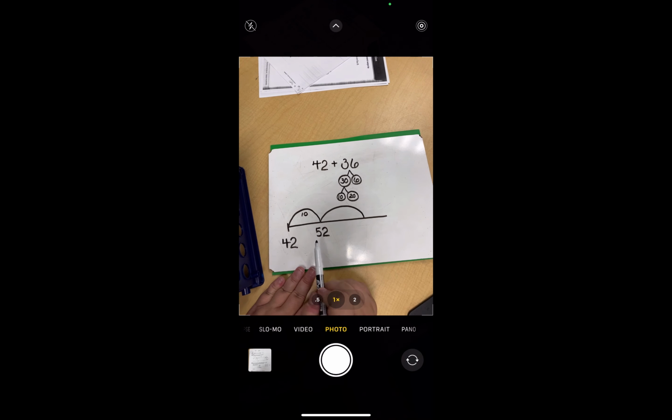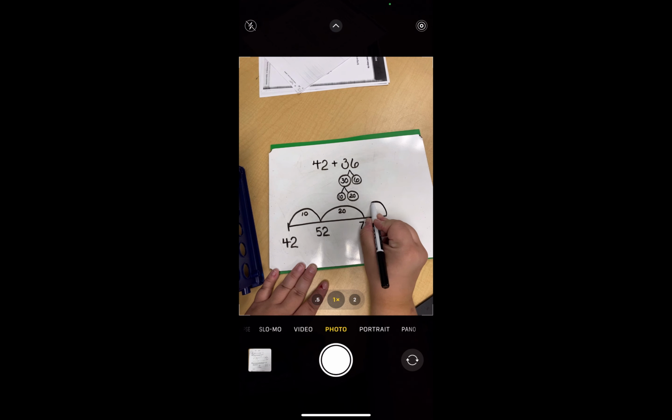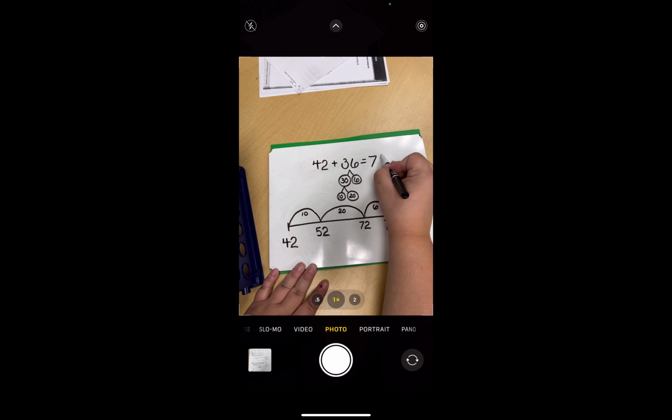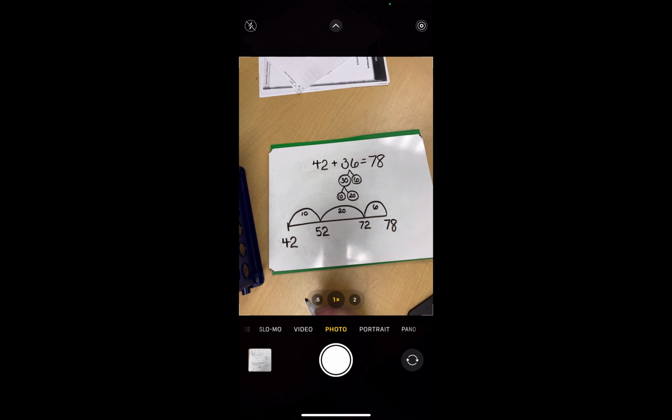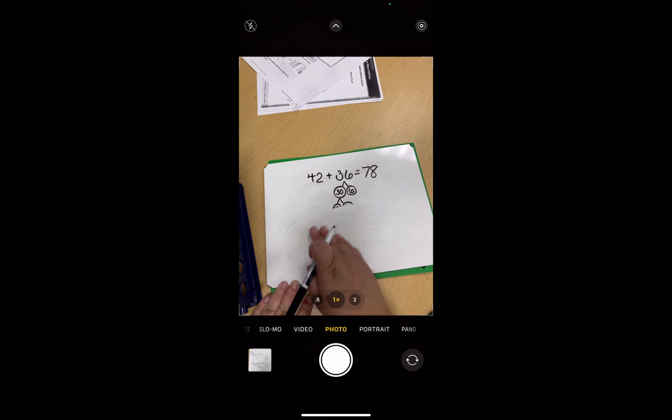Okay, 52 plus 20 would give me 72. And then I still have to add that 6. 72 plus 6 would give me 78. So 42 plus 36 is 78. And this is just an easier way of how to break this down so it's a little bit easier. And this is just one way of how to add two-digit numbers.